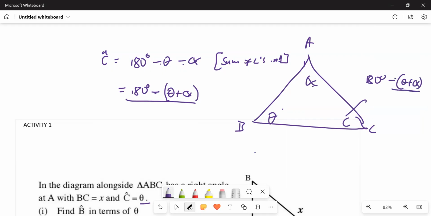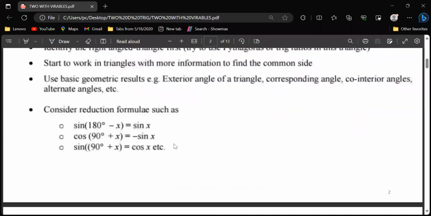Now, if this is confusing for you, here's what you can also do. You can say let theta plus alpha be equal to x. It means everywhere I see theta plus alpha, I'm going to put x. Then this is going to be written as 180 degrees minus x. So that it's clear to you now, this is part of the reducing family.